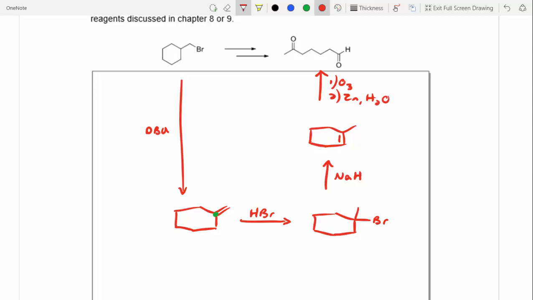Yep. What if on that last step with the ozone, instead of using zinc and water, you used DMS? Yeah, would work too. Any sort of reducing agent would work for that last step. Yeah, there's oftentimes many different routes and reagents you can select. It makes your guys' life a little bit easier and mine harder because I have to grade it.